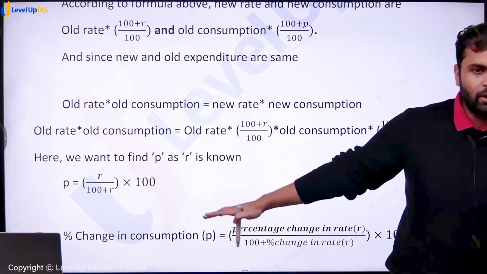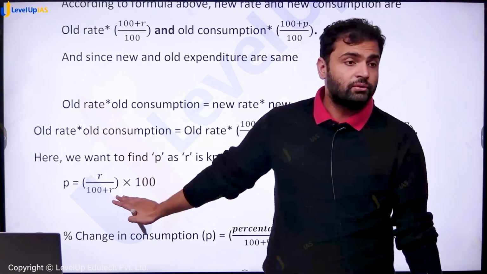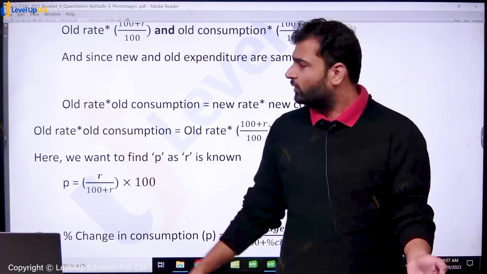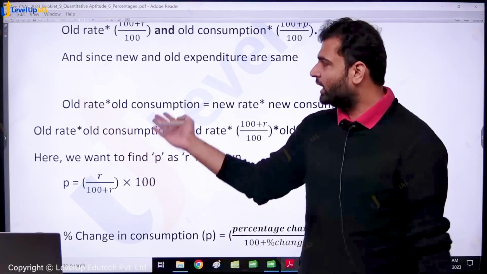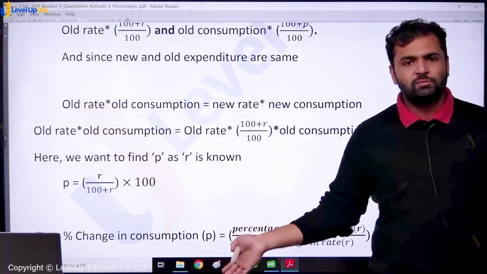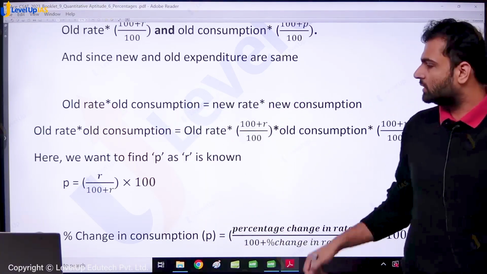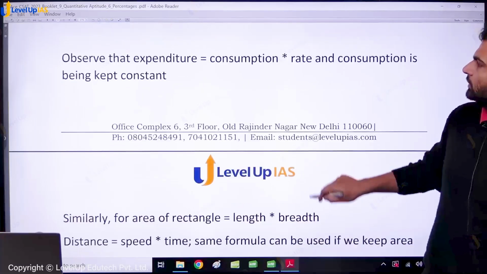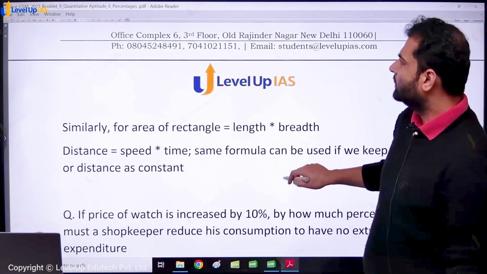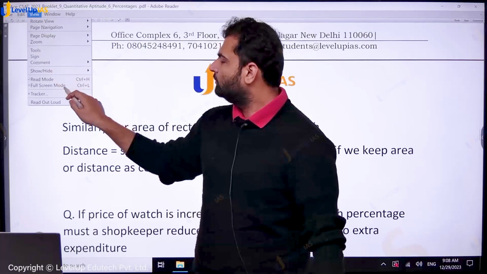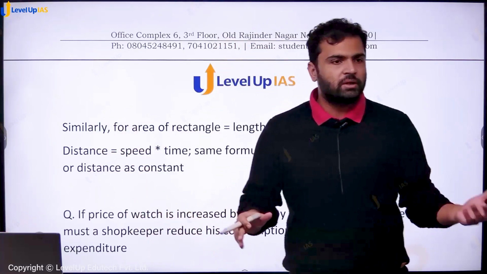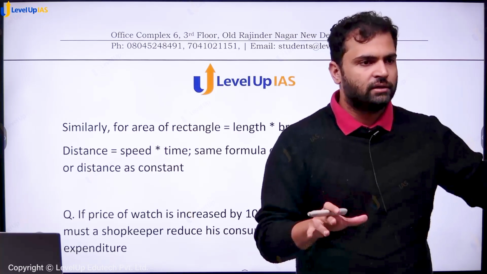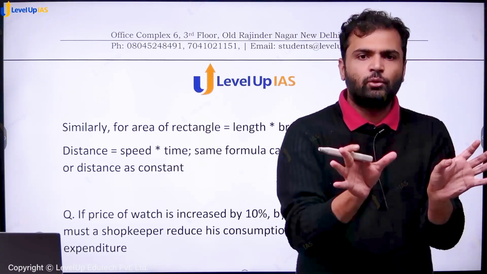This is again a derivation of a formula. Those of you who want to remember it, you can remember, but we can do the question very well by using only this: old rate into old consumption is equal to new rate into new consumption. And this is extendable for all other things which are multiplications of two things. This is just consumption; expenditure is equal to consumption into rate. So this is a multiplication of two quantities.